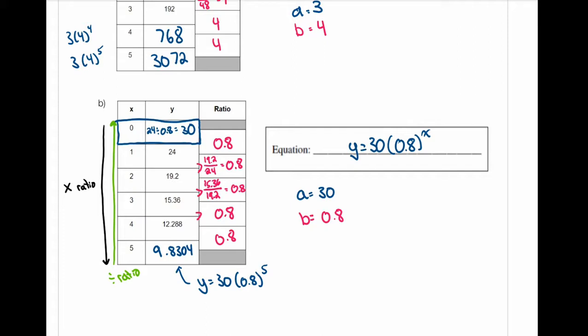So again, if you're not given the a value or the initial value or the starting amount, you should have enough information to find the ratio, so then you have to work backwards in order to determine what that initial value is. And you're using the ratio to work backwards.